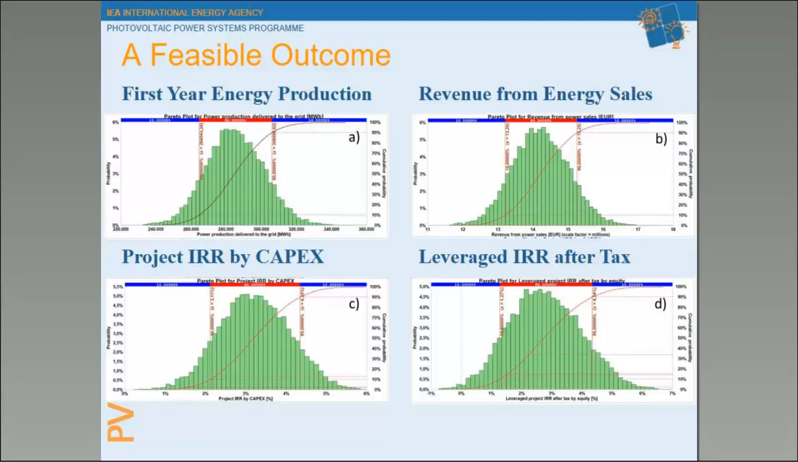The purpose of our exercise is to calculate these values, energy, revenue, and the IRR, or internal rate of return. We now have not a single number, but a value with a probability based upon running all the parameters with their variances.